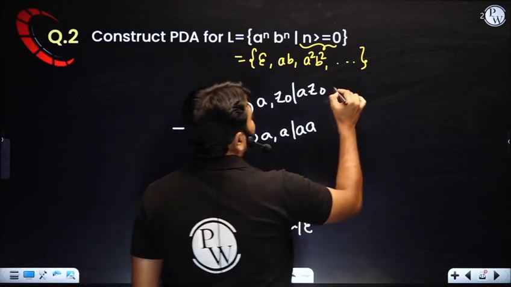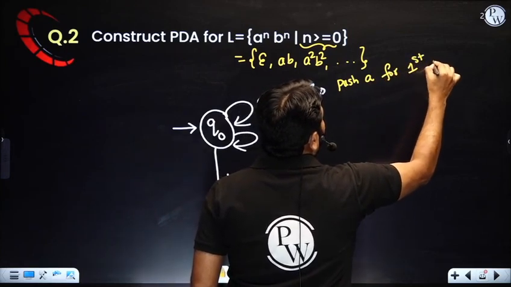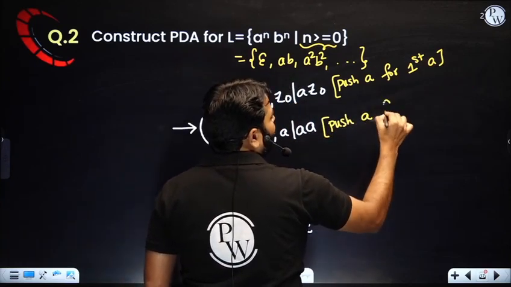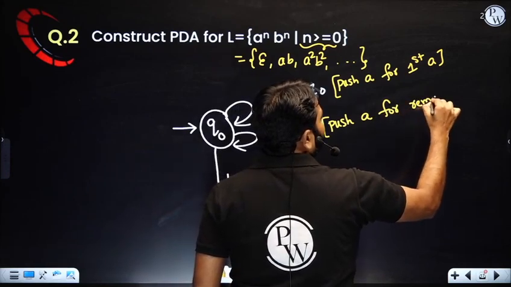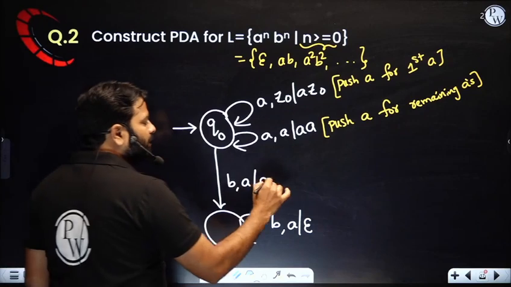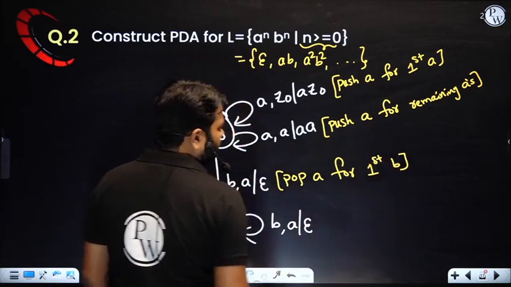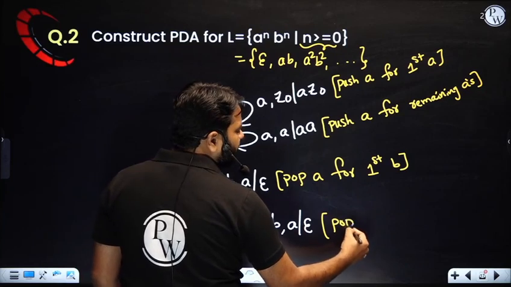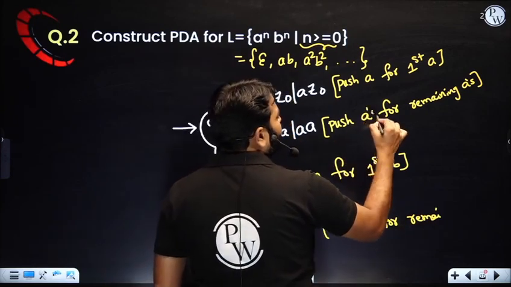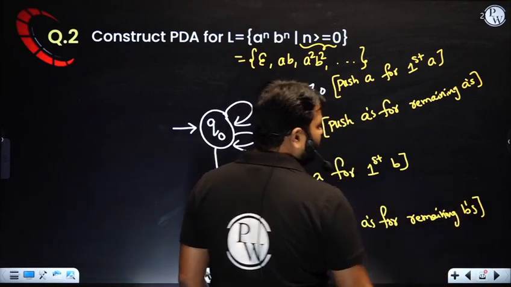For simplicity, I'll just do that here. This is a push A for the first A. Right, you are going to do this. And the second, this one, push 1A for every remaining A. Now, this one will pop A for the first B. And this one will pop 1A for every B. You can say, if it is plural, just say push A's for remaining A's, pop A's for remaining B's. But you know it's 1A for 1B.